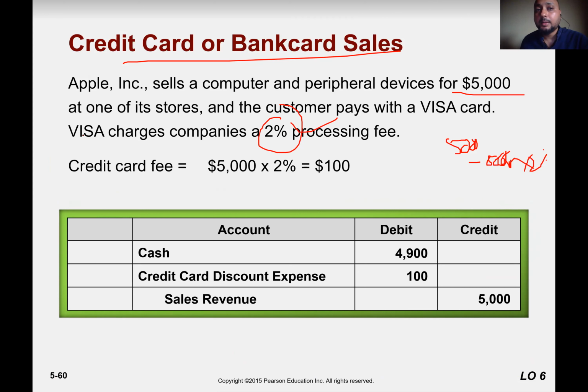Similarly, this is a sale. If the customer pays you back later, then it would be accounts receivable. Since the sale occurred, this is direct cash sales, so here, sales revenue. If the customer is paying you through Visa card, instead of writing sales revenue, just write accounts receivable. That's it.